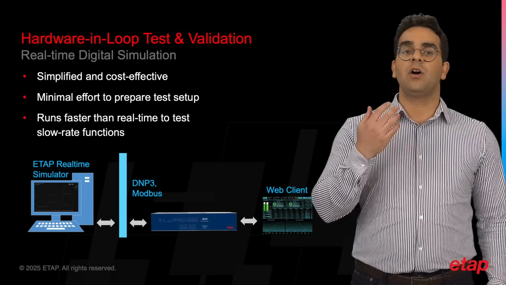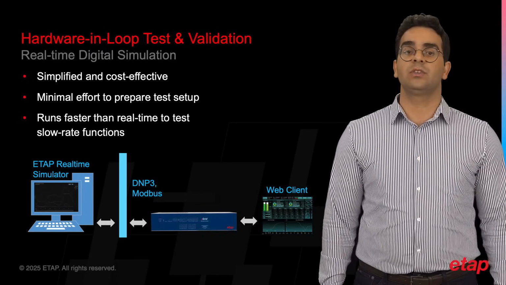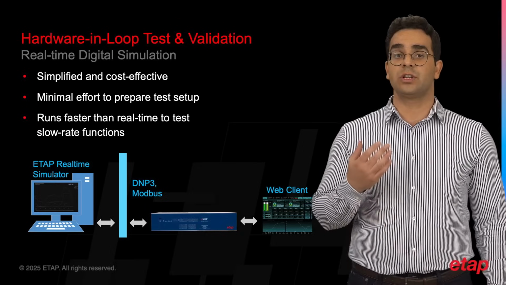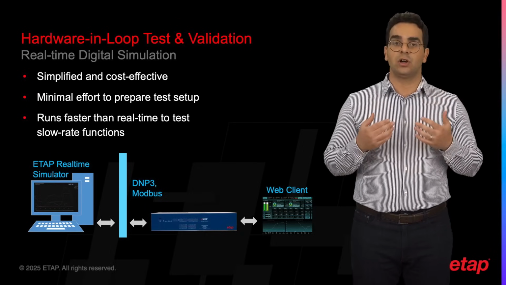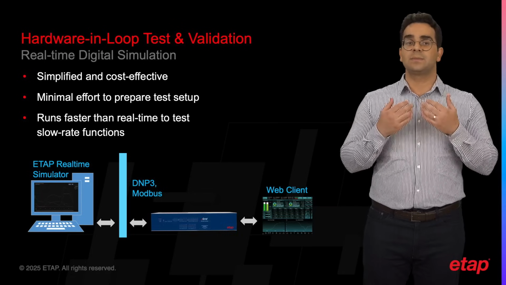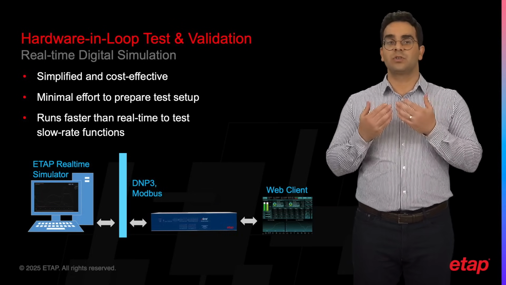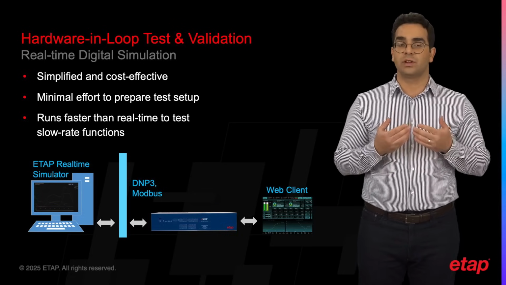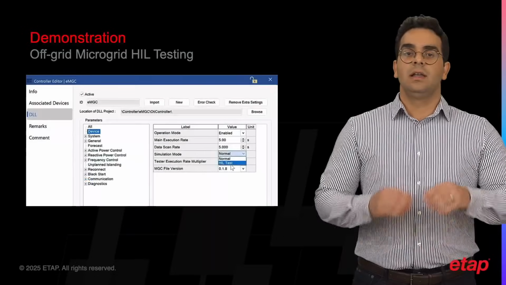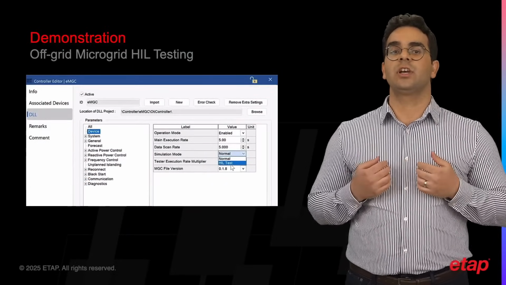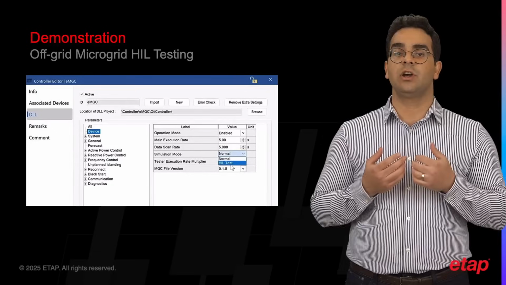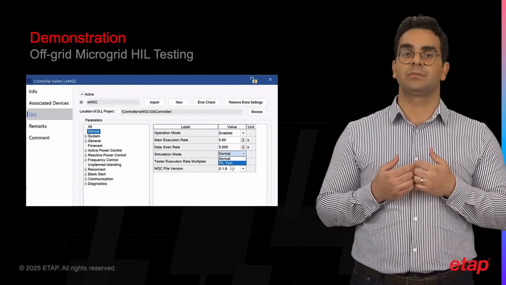Additionally, ETAP offers a web-based user client to provide access to the microgrid controller. This setup doesn't need any additional hardware and facilitates and speeds up the evaluation of microgrid system and microgrid hardware controller. Let's return to the off-grid microgrid example to demonstrate the HIL testing using ETAP real-time digital simulator.